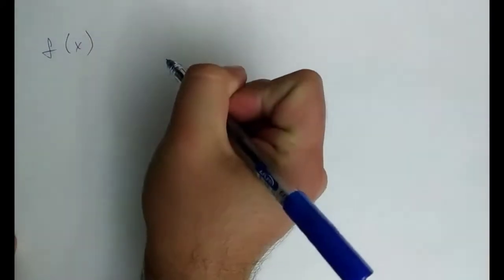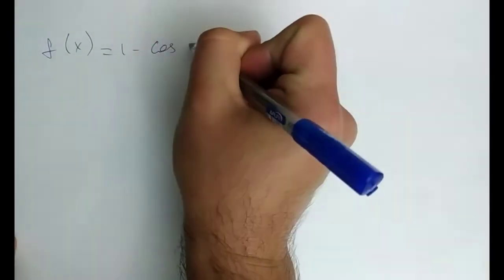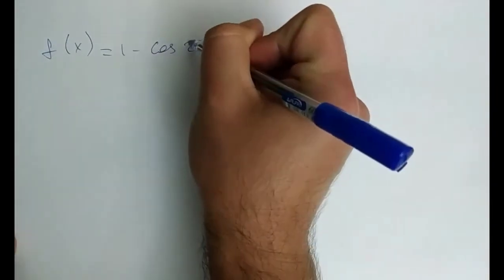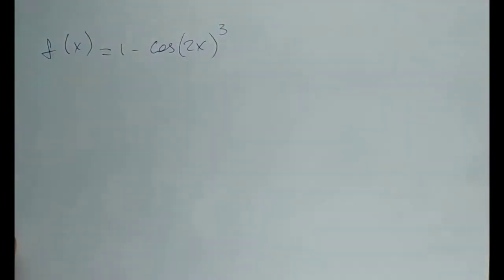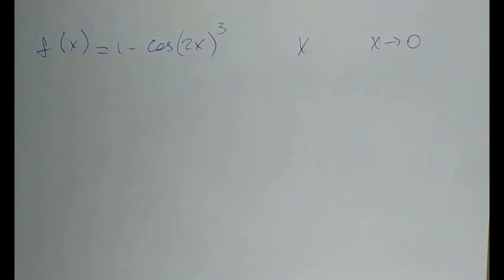Let's consider the first example. Find the principal part of the function f of x, which is 1 minus cosine 2x cubed, with respect to test function x, as x tends to 0. So, how to find the principal part of this function f of x?